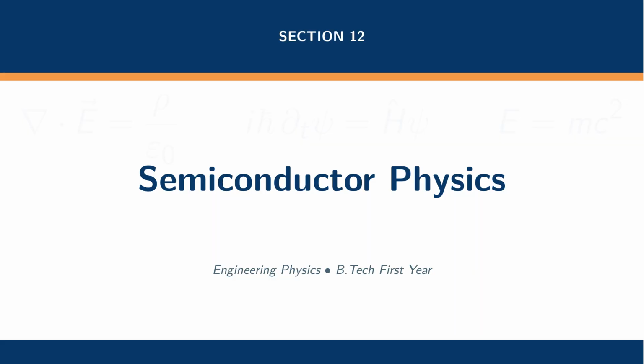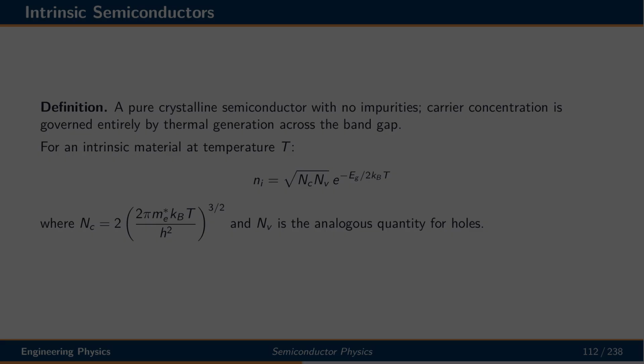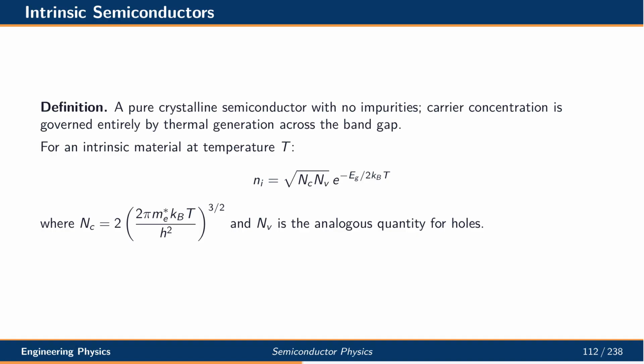Our next section is Semiconductor Physics, the foundation of all modern electronics. This is where the abstract concepts of band theory meet practice. An intrinsic semiconductor is a pure crystalline material with no added impurities. Its carrier concentration depends entirely on thermal excitation of electrons across the band gap. The intrinsic carrier density at temperature T depends exponentially on minus the band gap divided by twice kBT, multiplied by an effective density of states factor. This sensitive dependence on temperature is a defining feature.